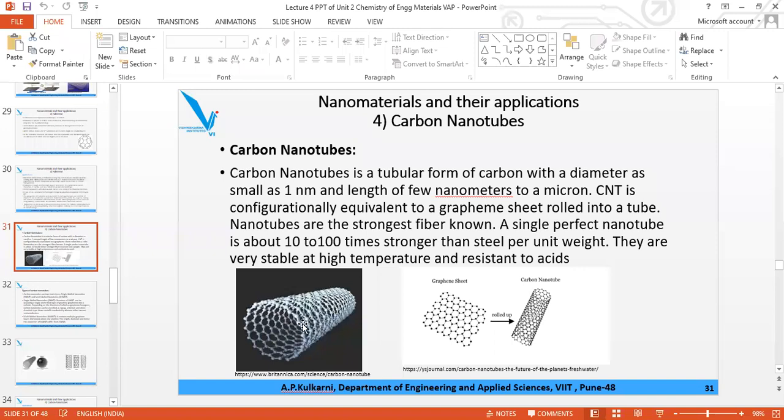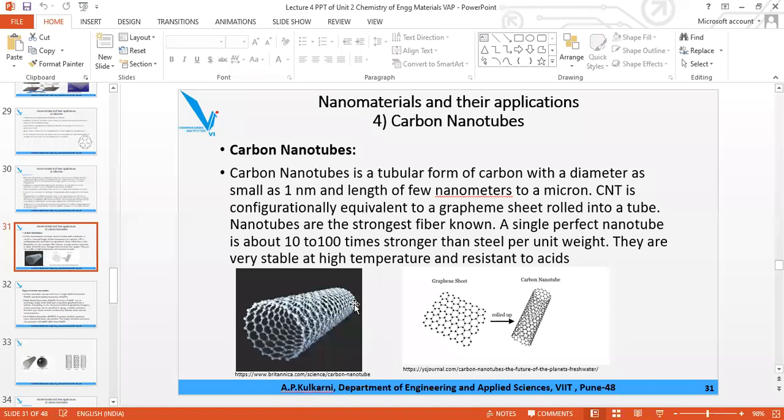This is carbon. If you see the extended sheet, it will look like this, like graphene. And if you mold it in a layer, in the cylindrical form, it is called a carbon nanotube. The speciality is that the smallest size has a diameter of 1 nanometer, and the length will be a few nanometers. You can imagine how small it will be.